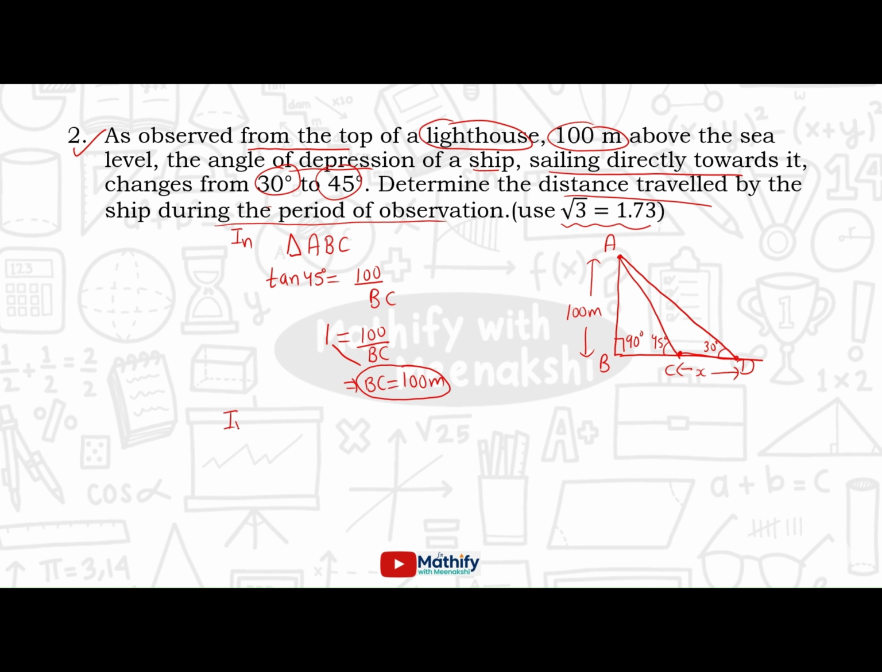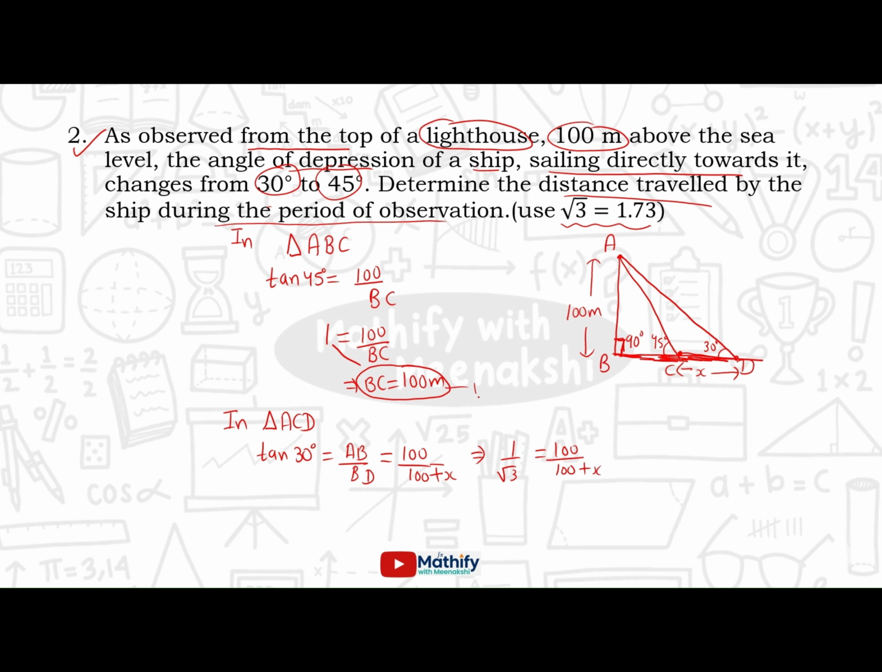Now let's move to the next triangle. In triangle ACD, tan 30 degrees is equal to again AB by BD. What is AB? That's 100. And just see carefully, you have to take the whole. Most of the time students just take CD, but we have to always start from the 90 degree angle. So that means BD. And what is BD? It's BC plus CD, that means 100 plus x. Now what is tan 30? It's 1 by root 3. So 1 by root 3 is equal to 100 by 100 plus x.